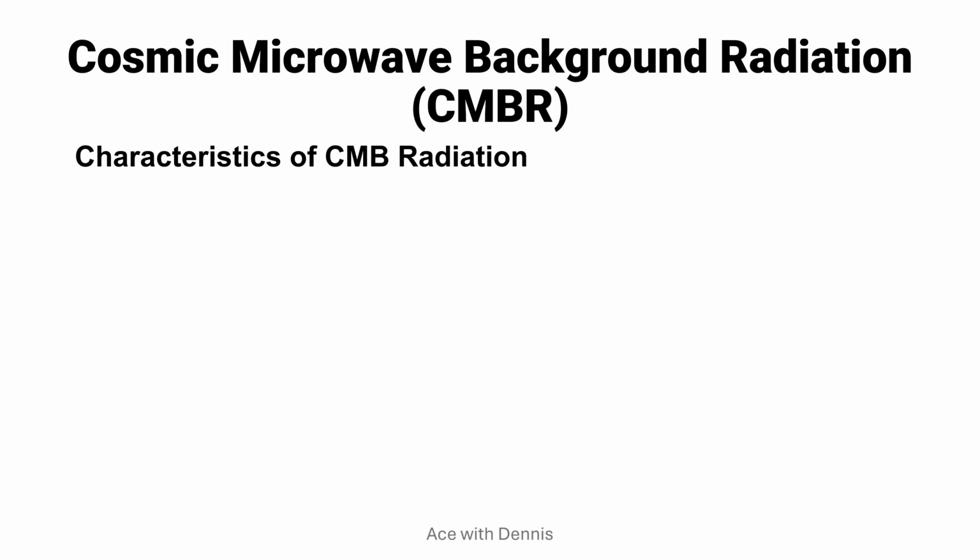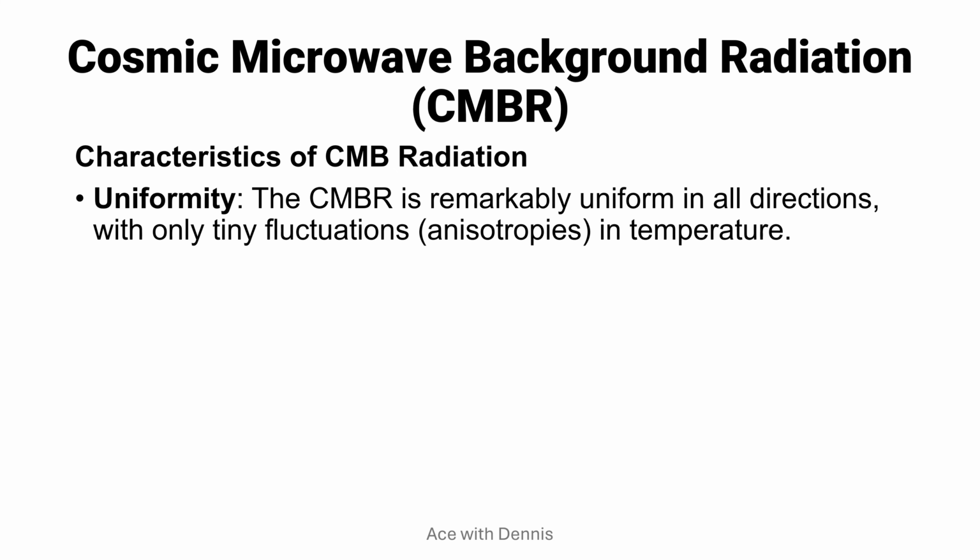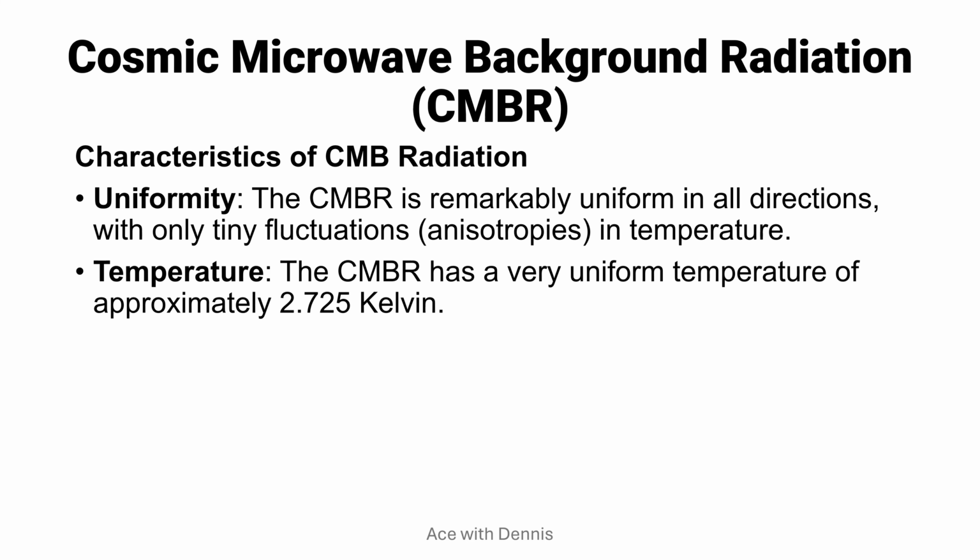Here are some characteristics of CMBR that make it a reliable evidence of the Big Bang theory. First is its uniformity. The CMBR is remarkably uniform in all directions, with only tiny fluctuations, which are anisotropies in temperature. Second characteristic is the temperature. The CMBR has a very uniform temperature of approximately 2.725 Kelvin.